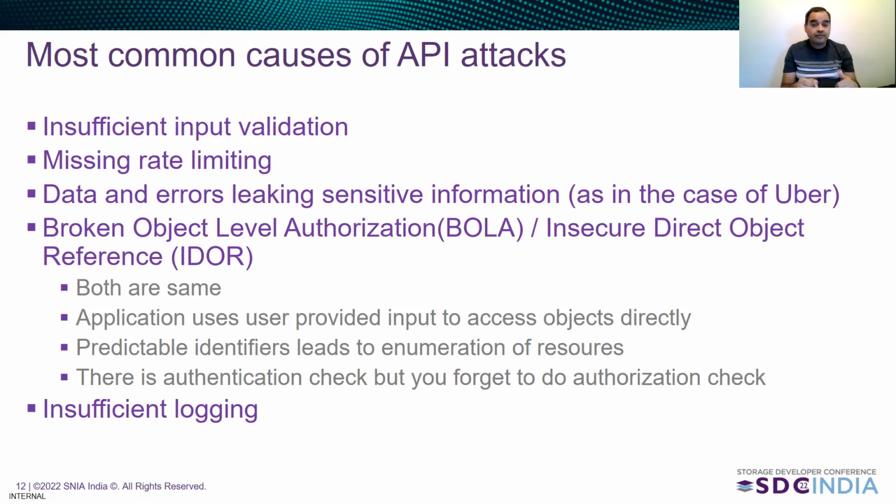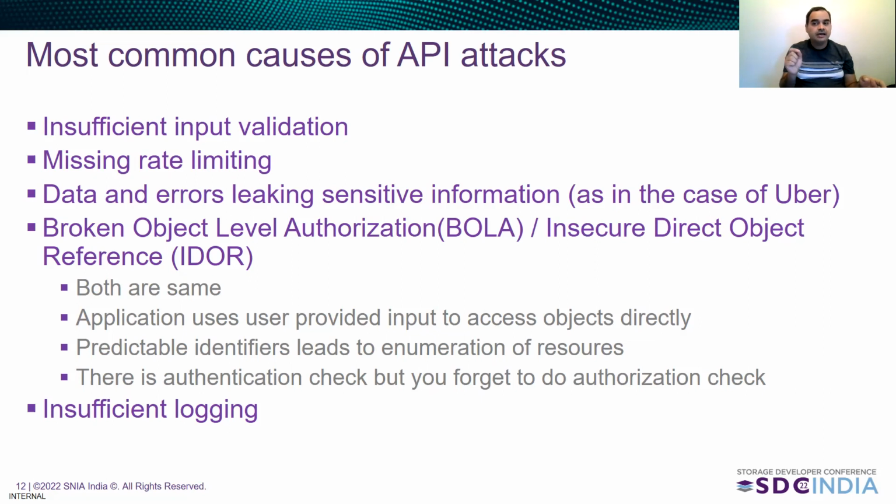Broken object level authorization, we have touched this earlier. It's also called insecure direct object reference. They both are the same. So if you see these two terms, they are referring to the same thing, right? Application uses user provided input to access objects directly. So in case of T-Mobile, the mobile number, the attacker used some other person's mobile number, right? The application has used user provided data instead of checking whether that user is authorized to get information for that mobile number, right? Predictable identifiers lead to enumeration of resources.